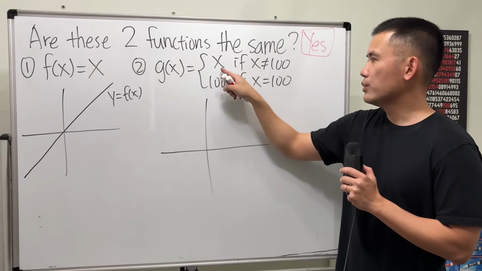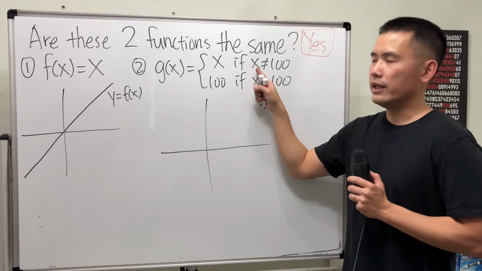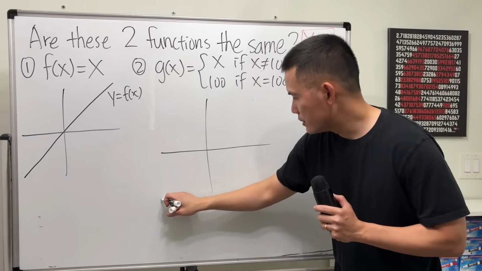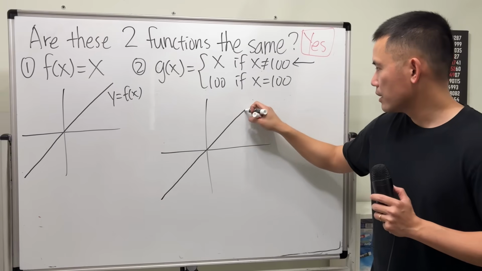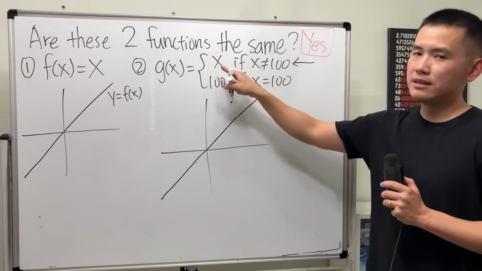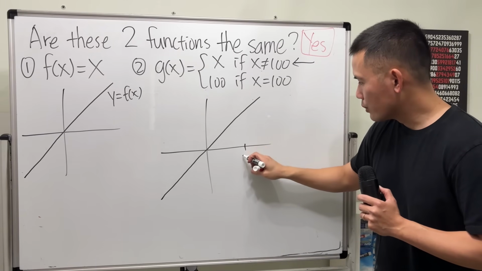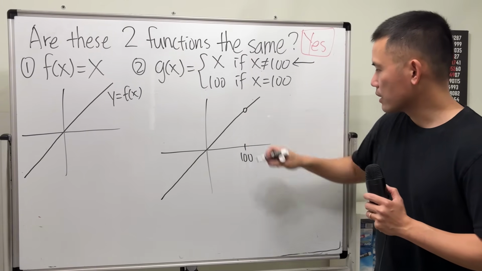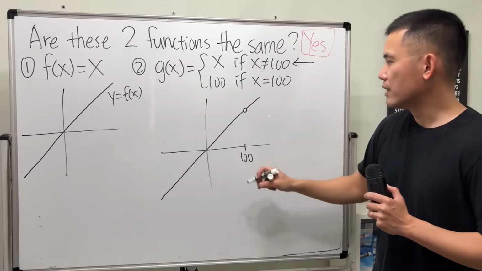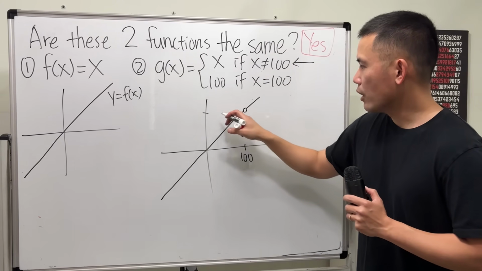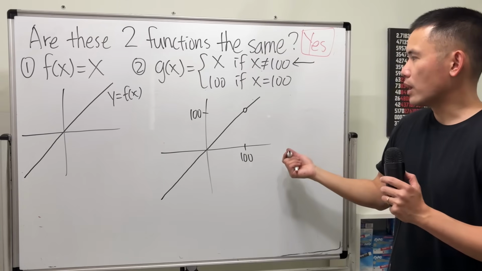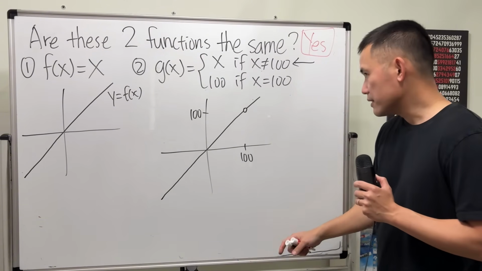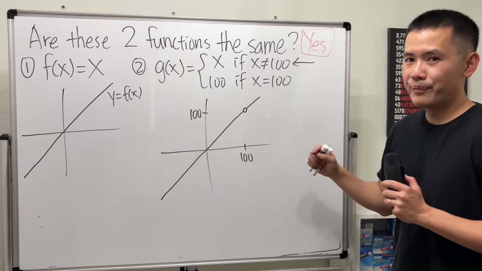g of x is equal to x, but under the condition that x is not equal to 100, so I'm going to do this one right here first. Still, pretty much the same thing, but we will have to respect this condition. We will have to go to when x is equal to 100, go up to the graph, erase it, and then put an open circle to show that it's not there. And the y value of the open circle is also 100.